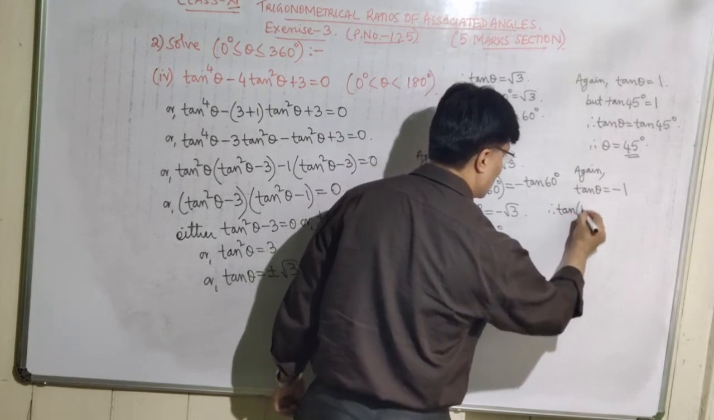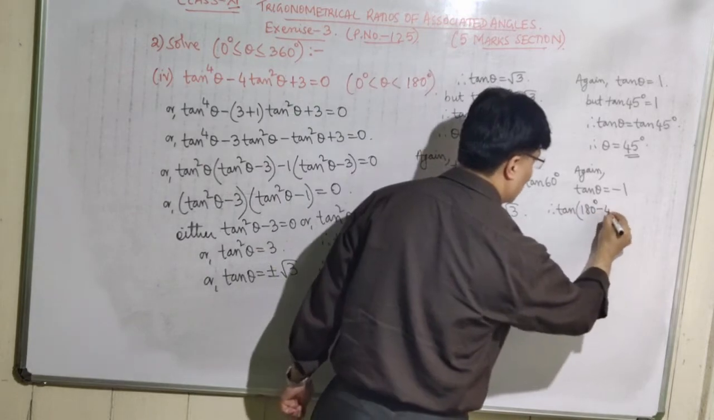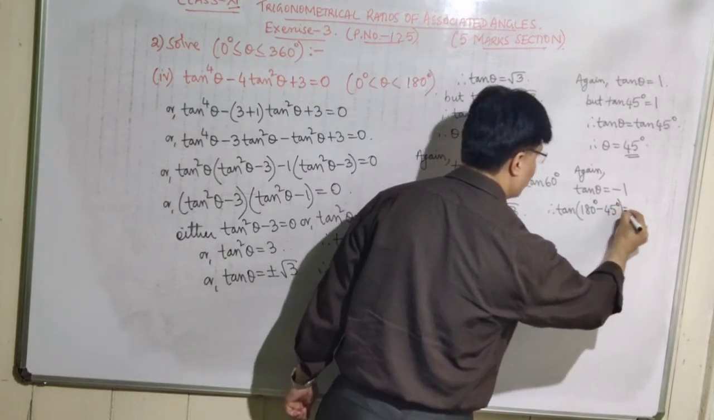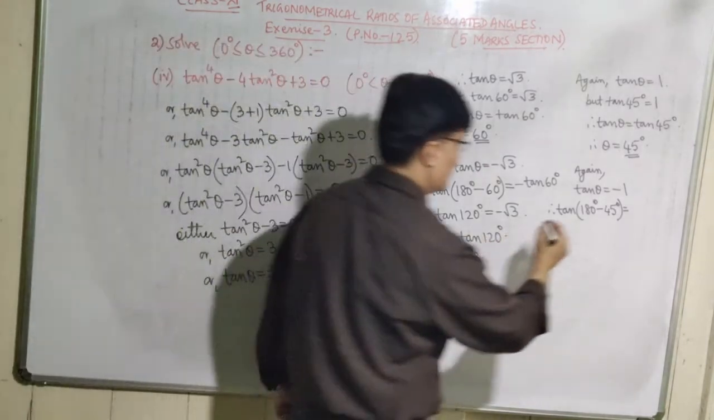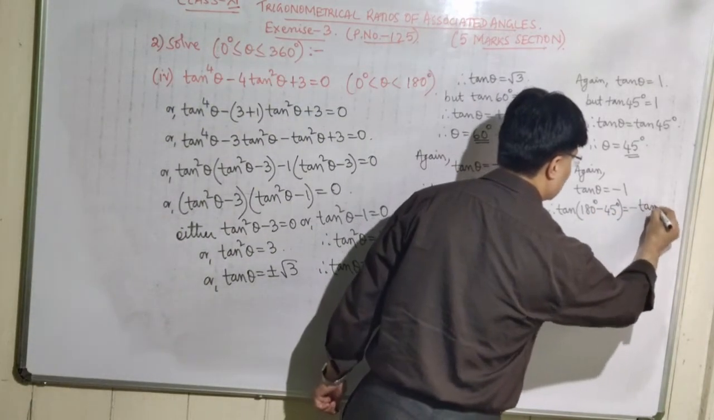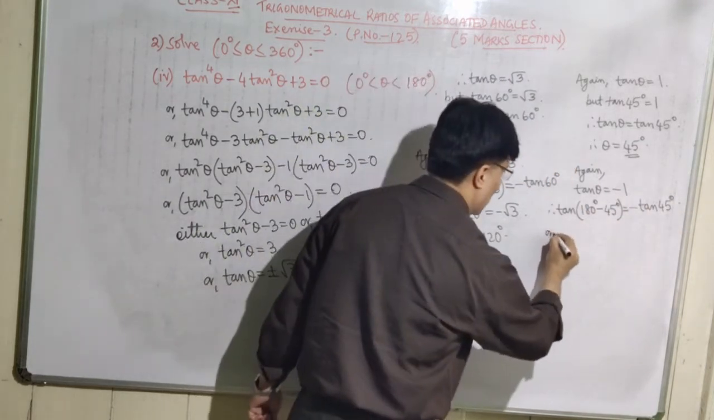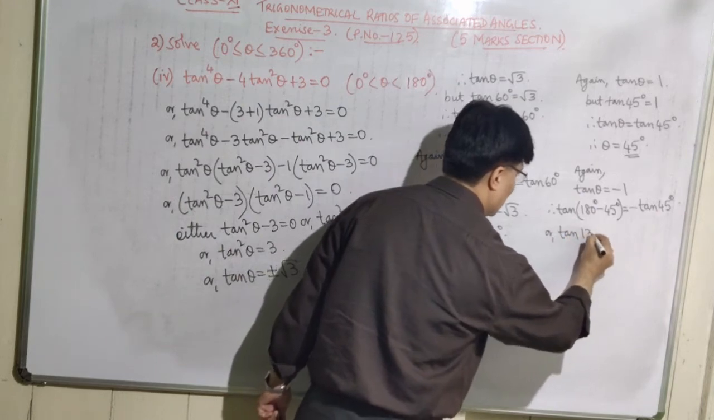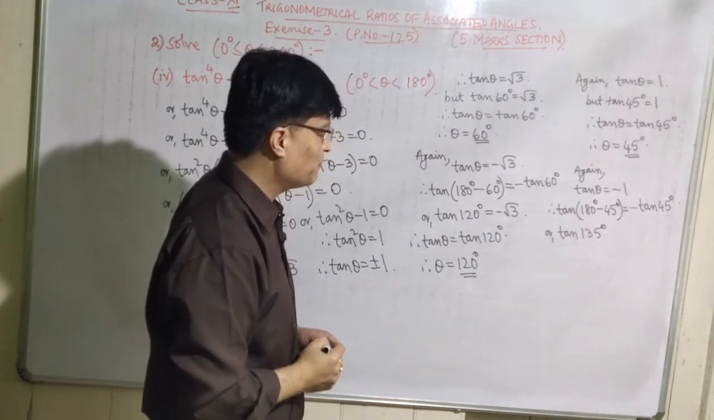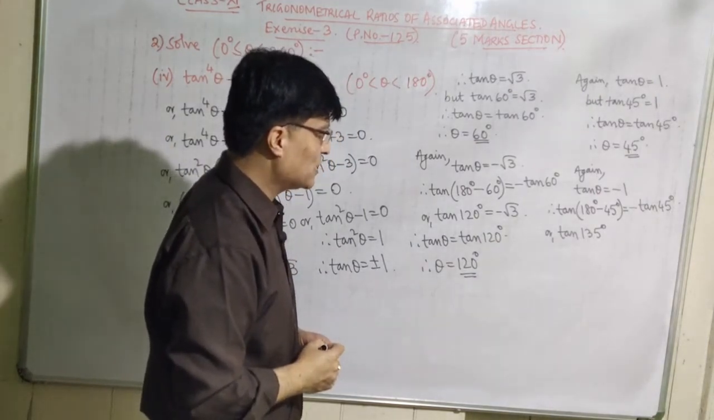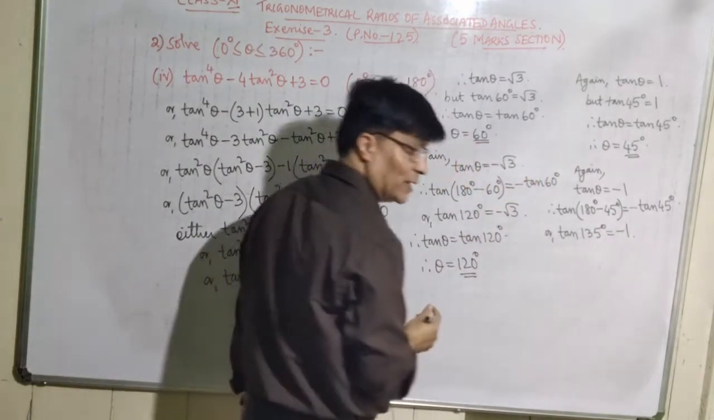Therefore tan 180 minus, tan of which angle is 1? It is 45 degree. So on the right hand side you have to write down the formula. What is tan 180 minus theta? It is minus tan theta, minus tan 45 degree. Or this is tan, what is 180 minus 45? 10 minus 5 is 5. That is 7 minus 4 is 3 and 1. Tan 135 degree, which is equal to minus 1.